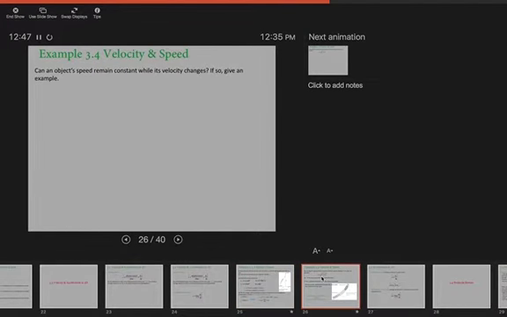So let's do another example, velocity and speed. And always when you see these two terms, remember what the difference between them is. Speed is a number, velocity is a number with a direction. Speed is the square root of vx square plus vy square. This is speed. I keep reminding you of them always so you do not forget them.